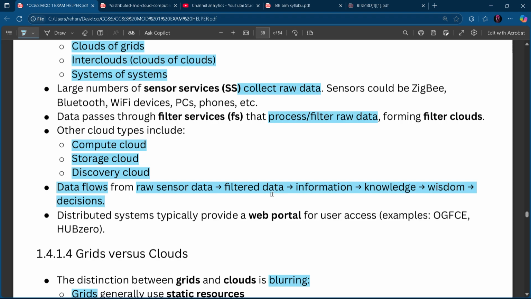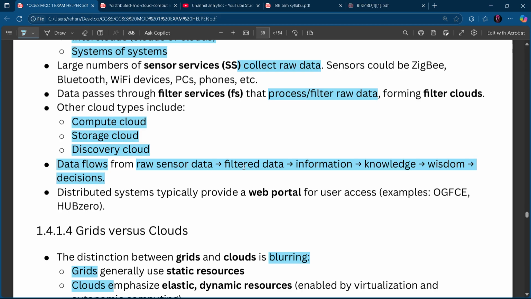From information, you get knowledge. From knowledge, you get intelligence, through which you get wisdom. Once you have wisdom, you are a wise man to make your own decisions, or a wise woman as well if you are a woman. Distributed systems typically provide a web portal for user access.